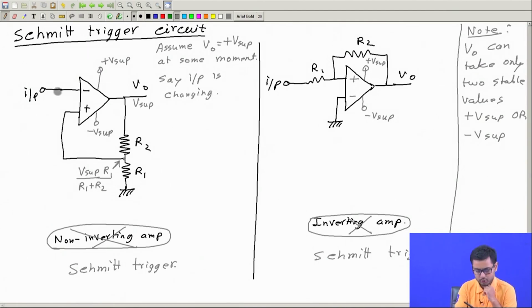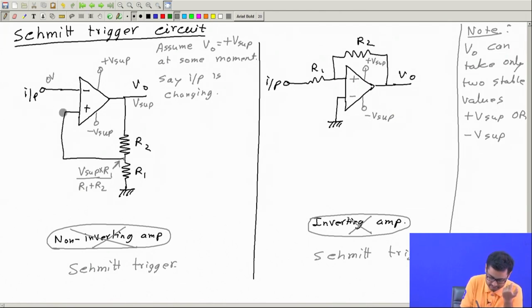Now, if the input is, say, 0 volt, if I make the input equal to 0 volt, what will be the output? Say if this is 0 volt, this is positive, this is also positive, right? This is positive, so this is also positive. If R1 equals R2, then this is nothing but half of this, so that is also positive. So, this is always positive. If this is positive, so this is also positive.